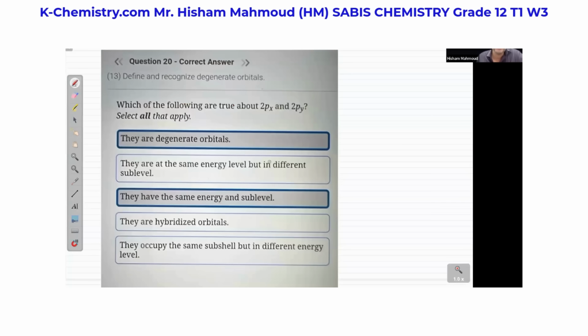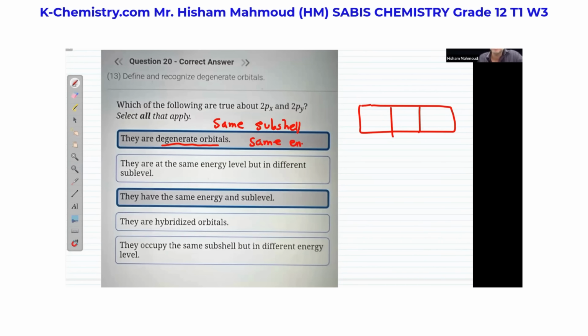Next question, number 20. Which of the following are true about 2px and 2py? Are they in the same energy subshell? Yes, they are. That's why they are known as degenerate orbitals. They are all in the same energy level. Degenerate means they have the same energy.